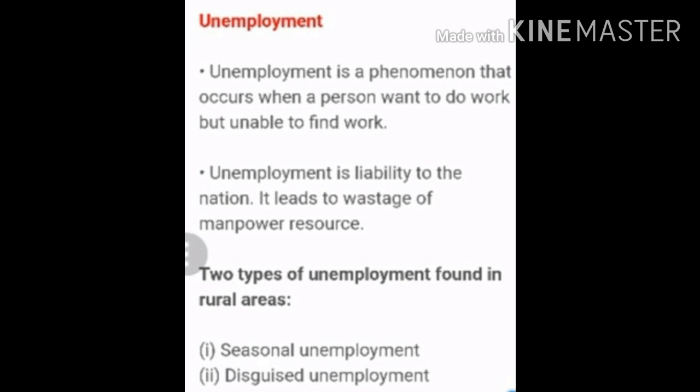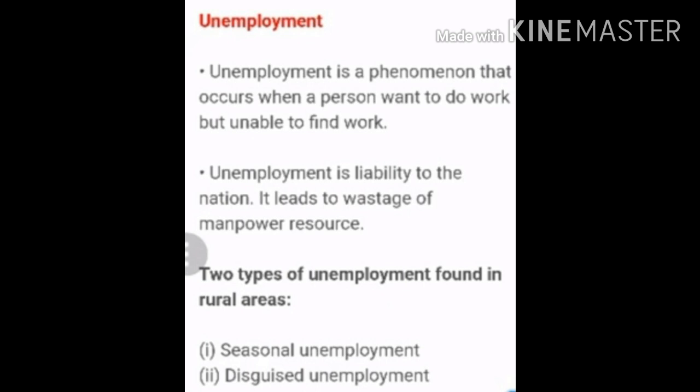Then disguised unemployment. Disguised unemployment is the second most important type of unemployment, which forms only in rural areas, where extra labor works in agriculture. For example, an agricultural land requires 10 laborers, but 15 laborers are working there, it means 5 laborers are extra. If the 5 laborers are removed from the jobs, there is no impact on the production activities. The same production can be completed by the 10 laborers. So this is also disguised unemployment.